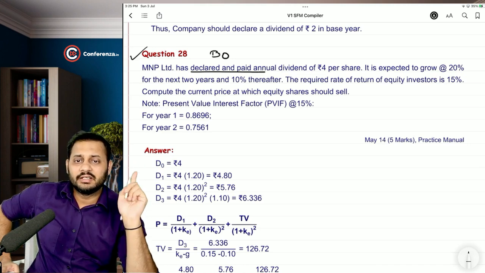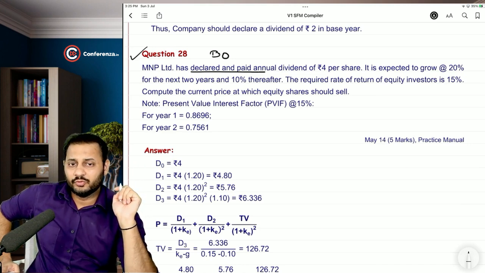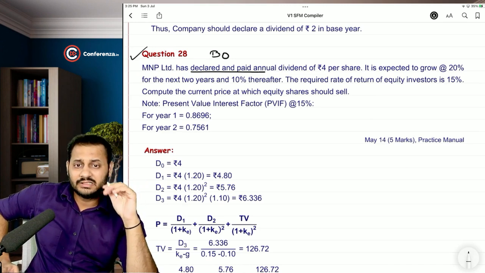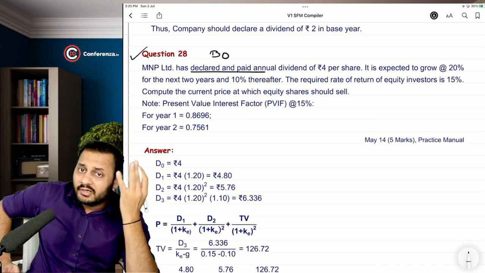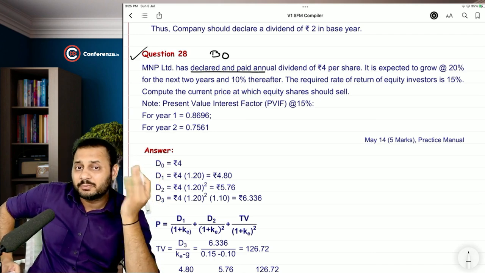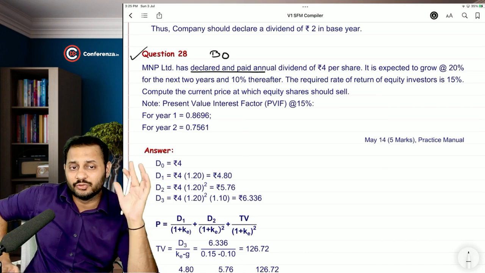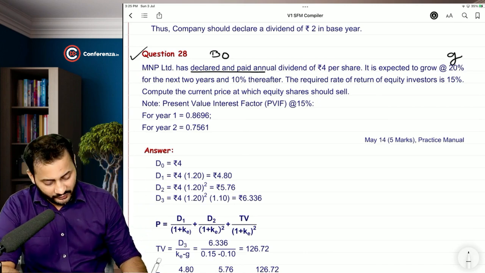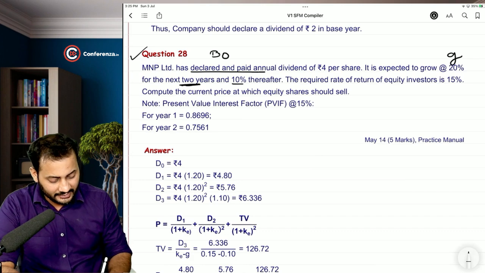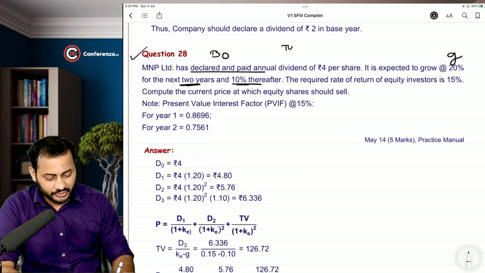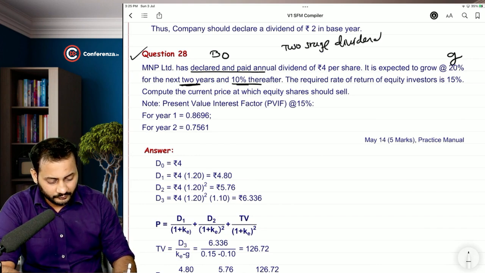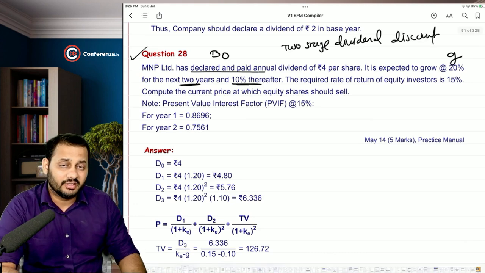MNP Limited has declared and paid an annual dividend of 4 rupees per share. That means this is D0, because it says declared and paid. Past, current, past means old, D0. It is expected to grow at a rate of 20% for the next 2 years only, and thereafter 10%. What does that mean? This is a question of the two-stage dividend discount model. The dividend is growing differently in different years.